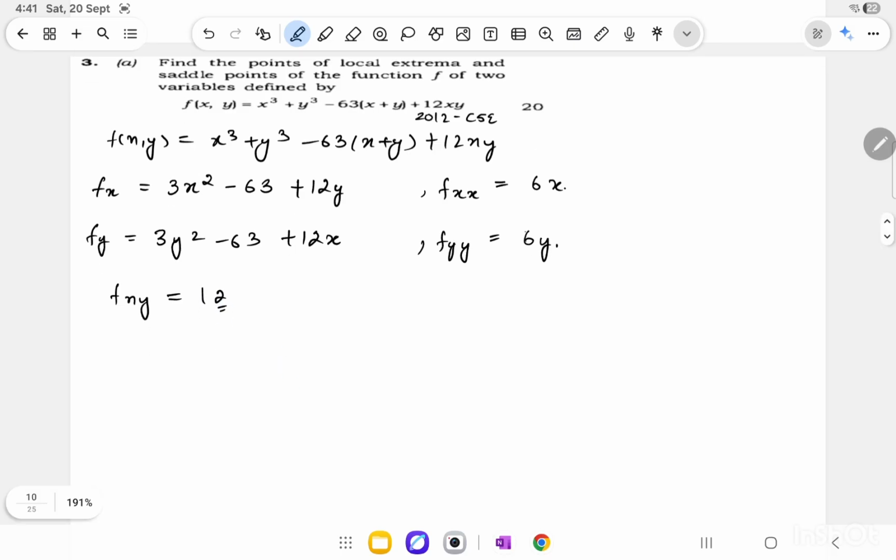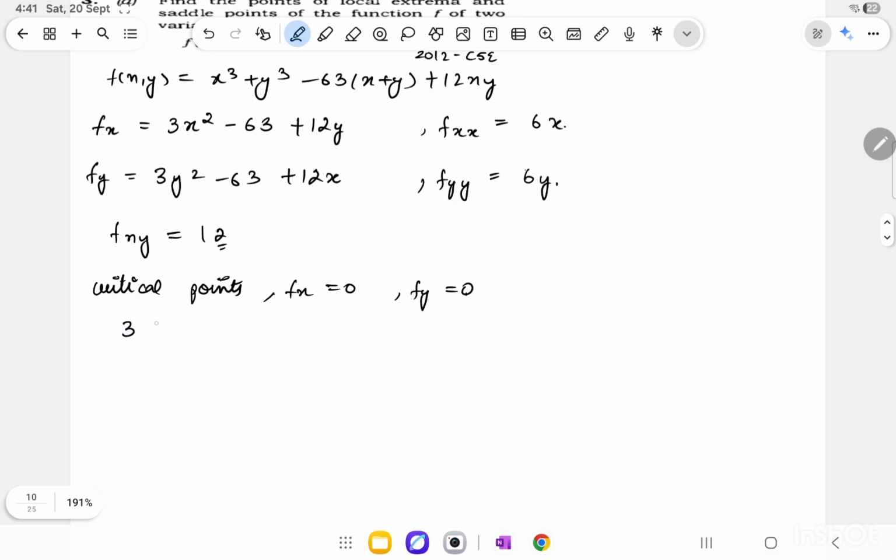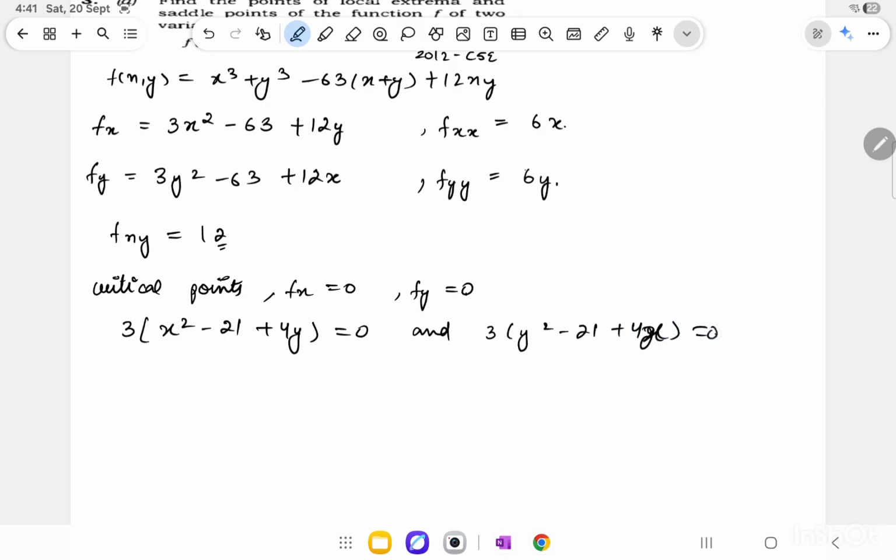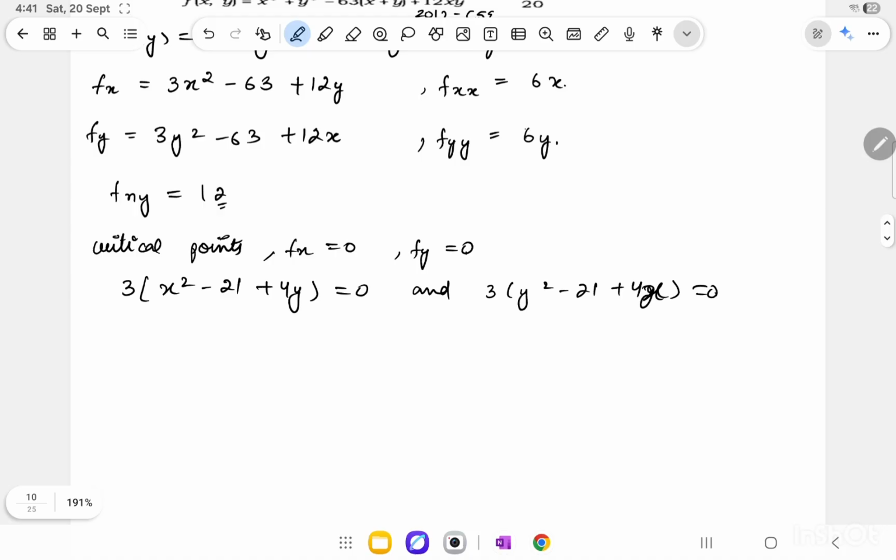Now let's just find out the critical points by equating the first order partial derivatives with 0. If we do so, we'll be getting 3 into (x square minus 21 plus 4y) equals 0, and 3 into (y square minus 21 plus 4x) equals 0. Now we are supposed to solve it for x and y. So from here I'll be getting x square minus 21 plus 4y equals 0, and y square minus 21 plus 4x equals 0.